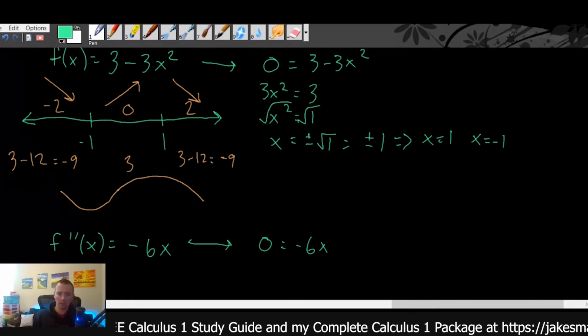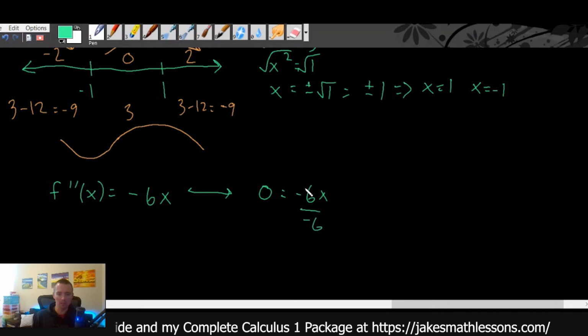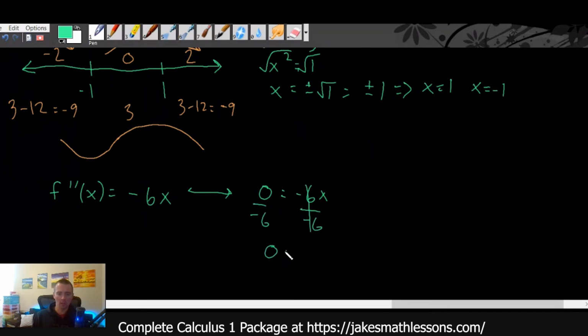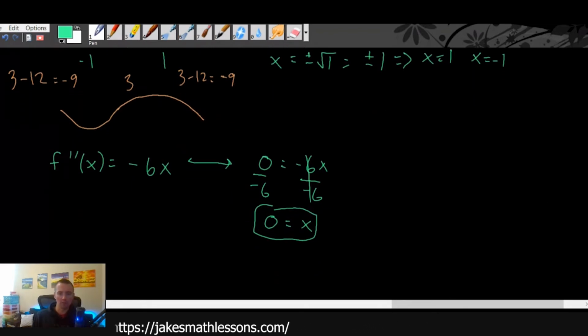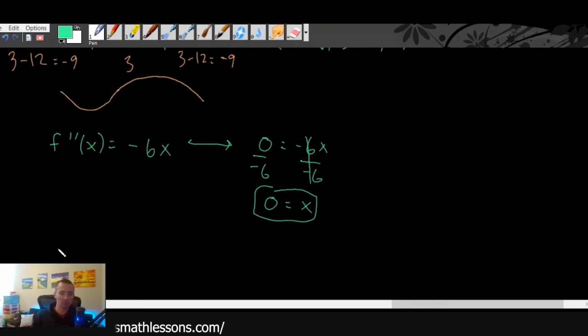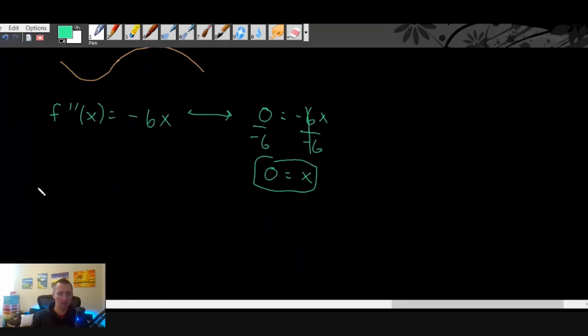Well, it looks like there's just going to be one inflection point here. If we divide both sides by negative 6, we're going to get x equals 0. So we have one single inflection point at x equals 0. So what that tells us is our function is going to either switch from concave up to concave down, or vice versa at x equals 0. Well, to figure out which it is, we can do the same kind of thing that we did up here with our first derivative test.